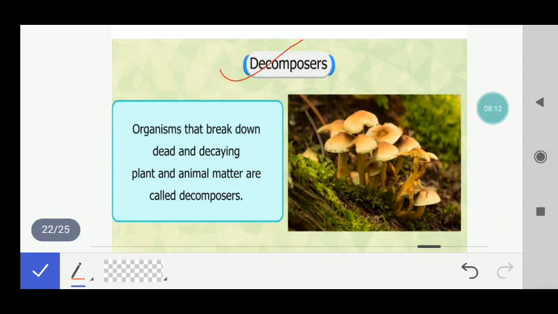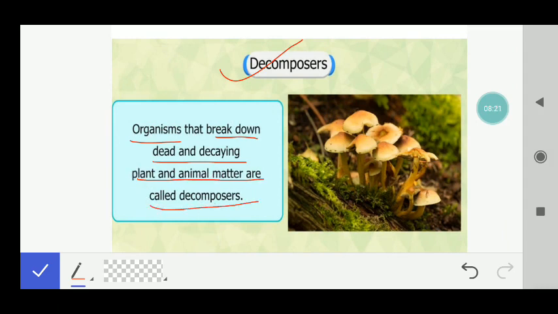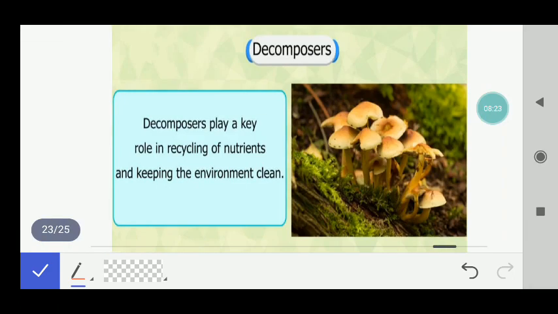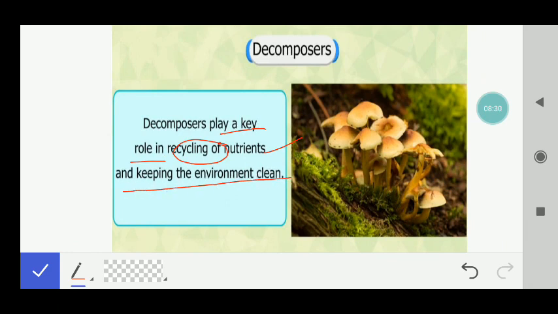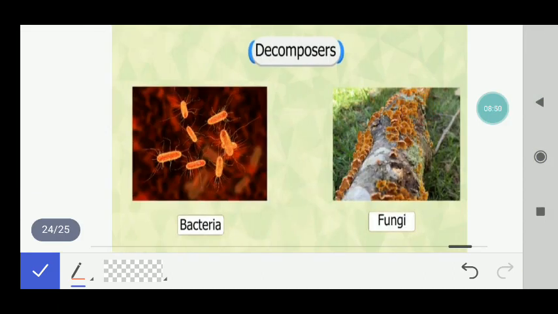Next are decomposers. Organisms that feed on dead and decaying plant and animal matter are called decomposers. Decomposers play a key role in recycling of the nutrients and keeping the environment clean. Examples of decomposers are bacteria and fungi.